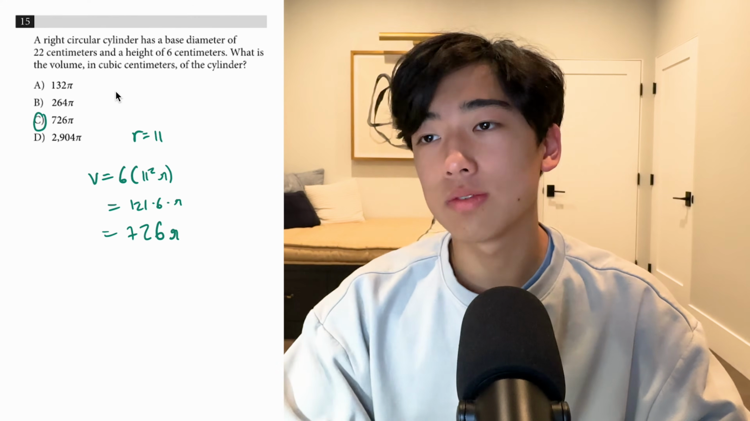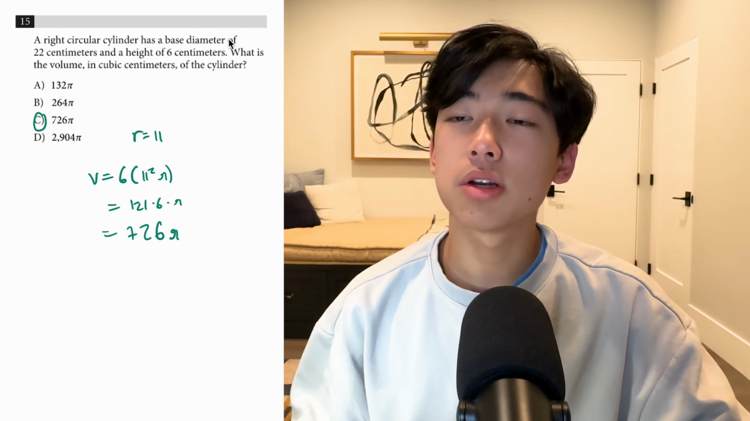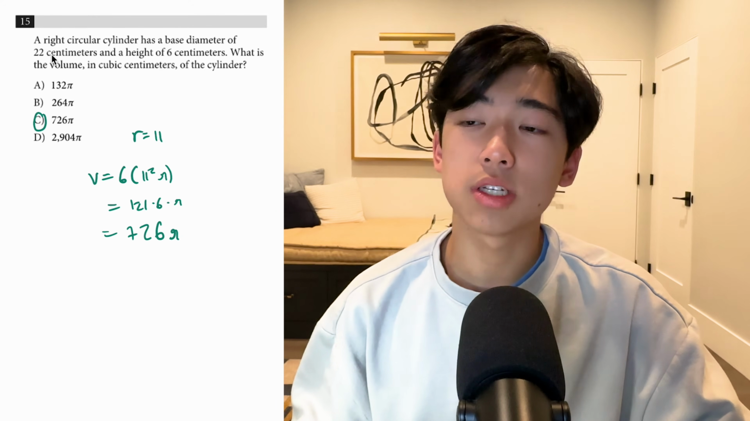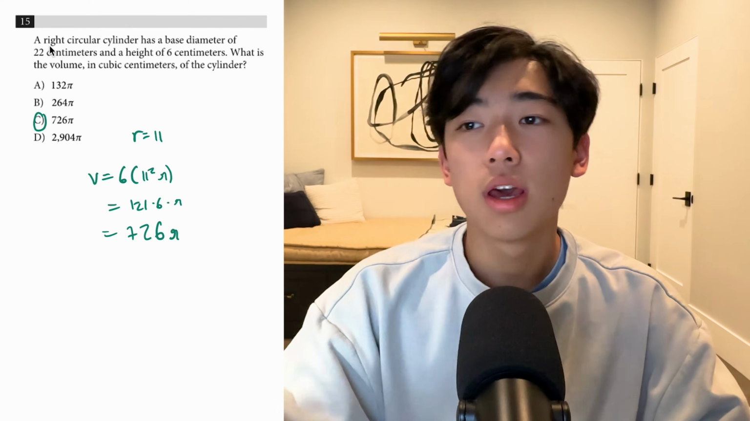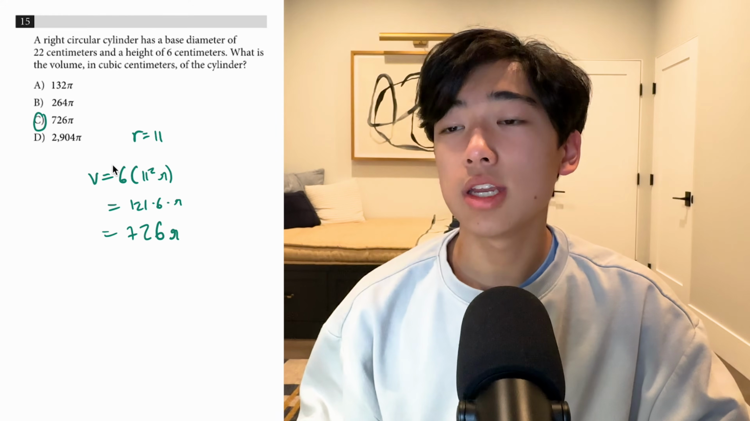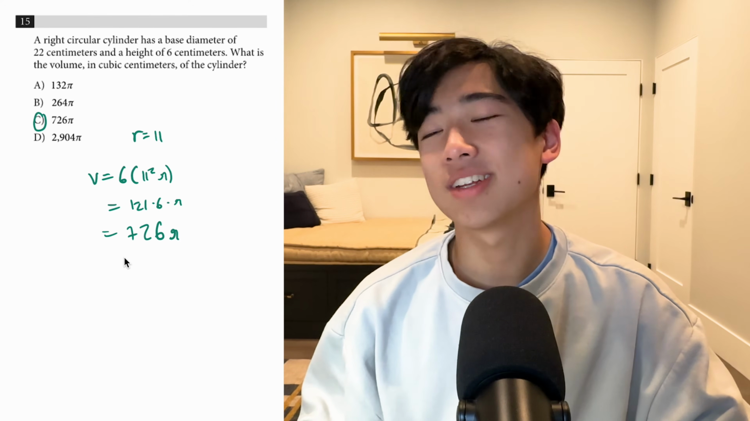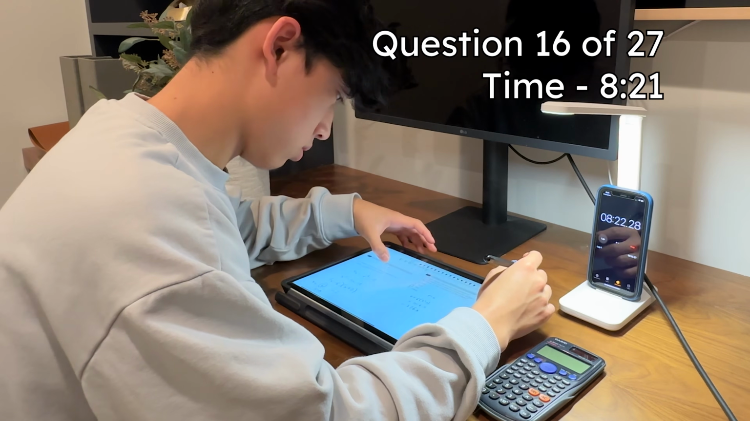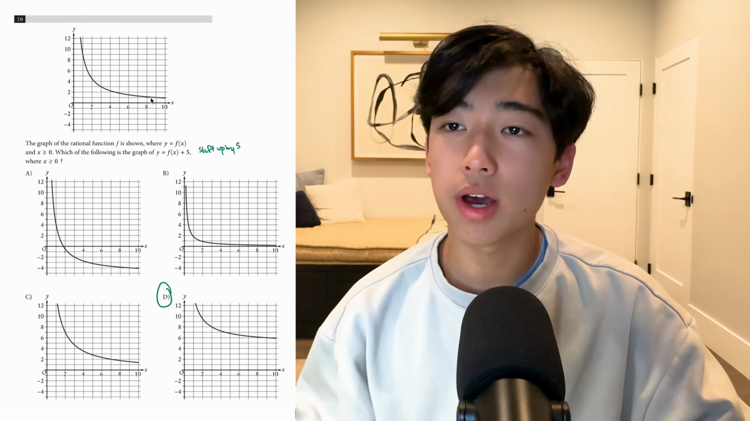We're given the height and we have to solve for the base. So in this case, the base diameter is 22. So you want to find the radius, because you want to find the area of the circle at the bottom, which is pi r squared. So this would be 11 squared times pi and then times the height. And you can either use your calculator or you can do it in your head like how I did, which makes it C. Now number 16, given f of x, what would be f of x plus 5?